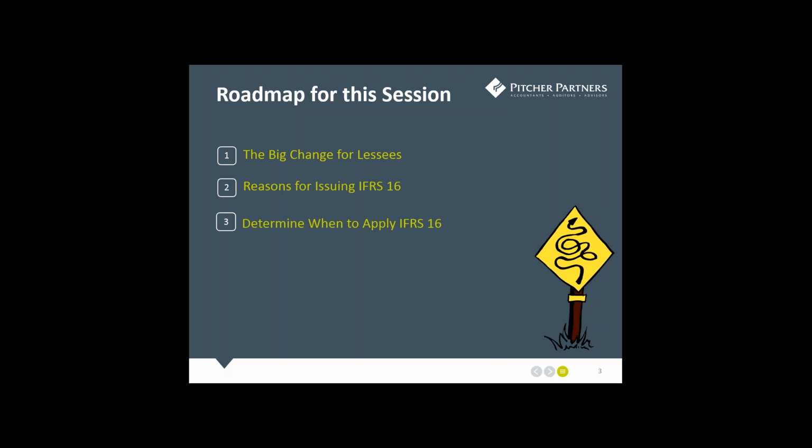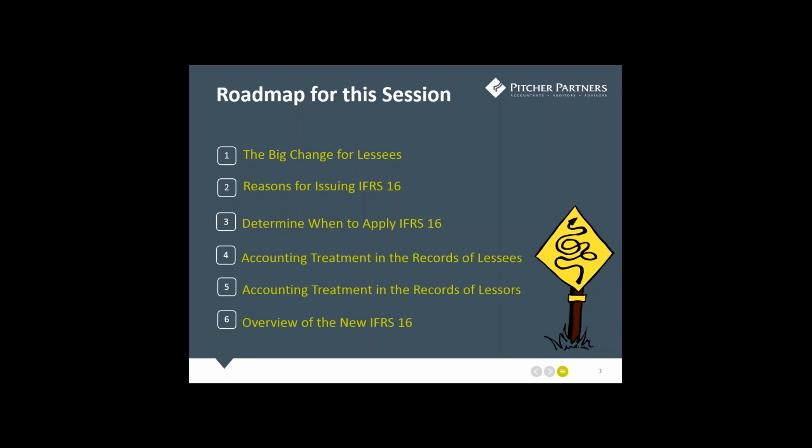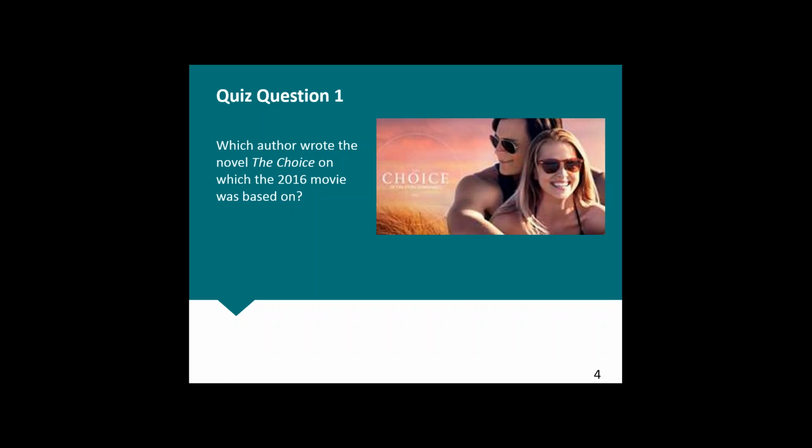So we have to decide, so when do we apply IFRS 16? So what's within the scope, what's outside the scope? Very important. Then in section 4, we look at the accounting treatment in the records of the lessees. And as you will see right at the start, there's a big change for lessees. In 5, we look at the accounting treatment in the records of lessors. And there's minimal change in the records of lessors. And then lastly, I've got it all back to front today. I look at an overview of the new IFRS 16. So we start with the big news and we work our way down to a bit of an overview or a recap of IFRS 16.